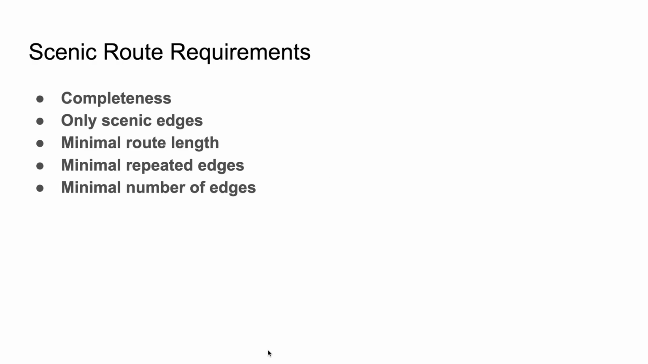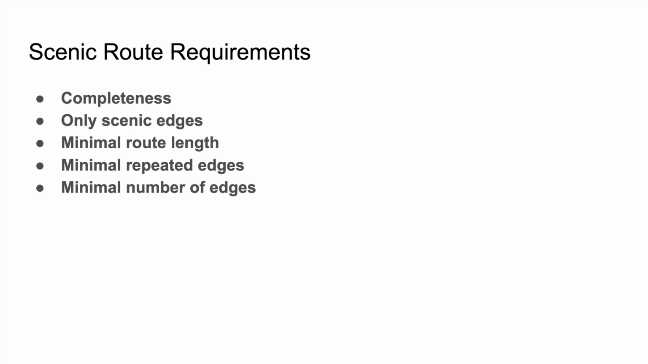Let us now discuss the results of these algorithms with respect to the requirements that were listed previously. All algorithms have been designed to satisfy completeness, that is requirement 1. All algorithms have been designed to satisfy requirement 2, that is only scenic edges, as well. But this only happens if the graph is completely connected. The algorithms would incorporate edges generated in the SCBA algorithm otherwise in order to satisfy requirement 1.